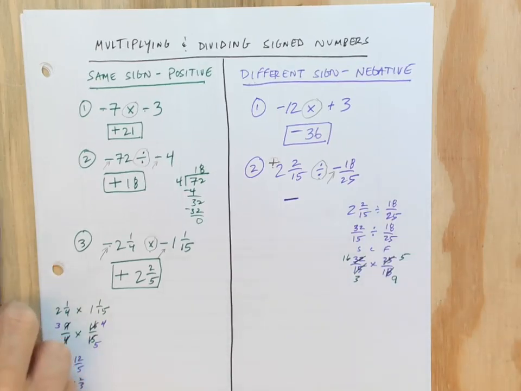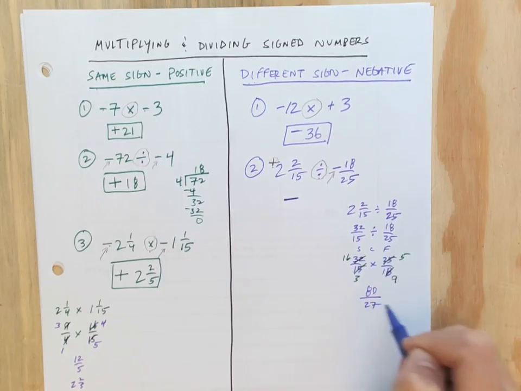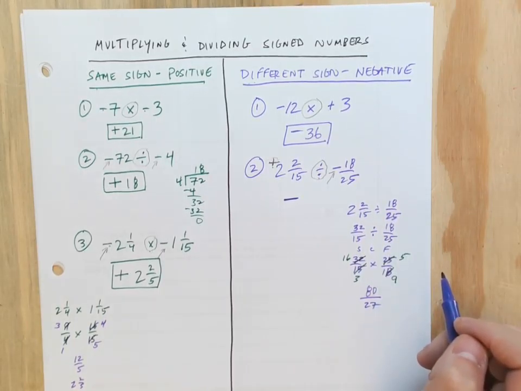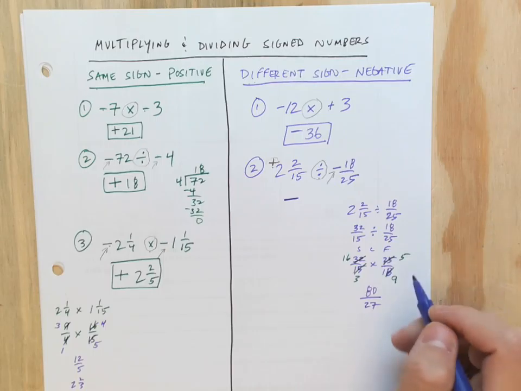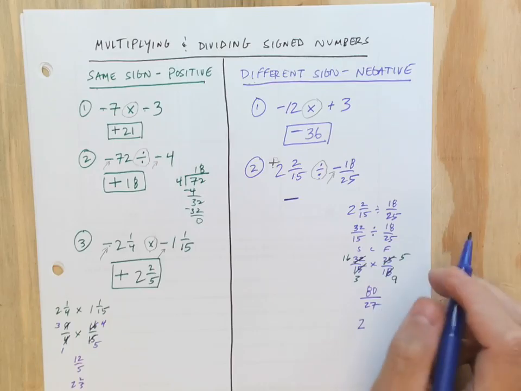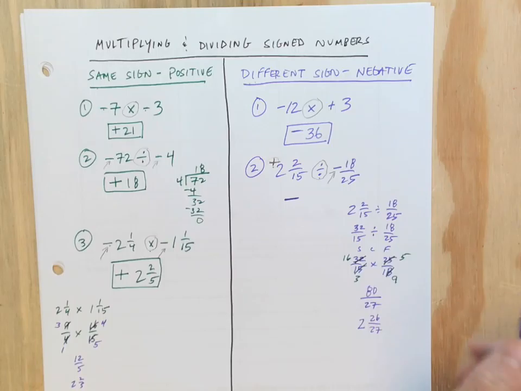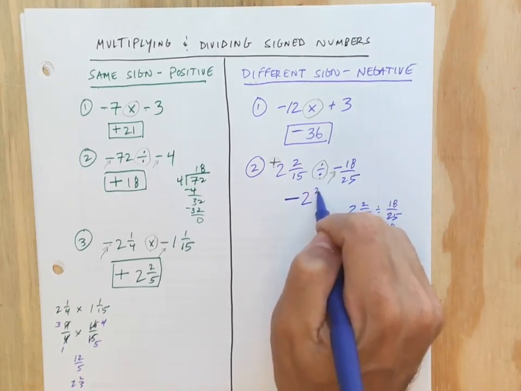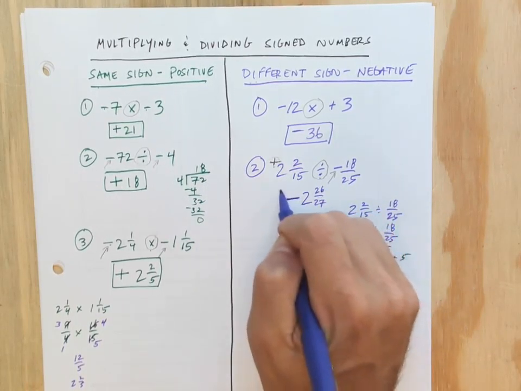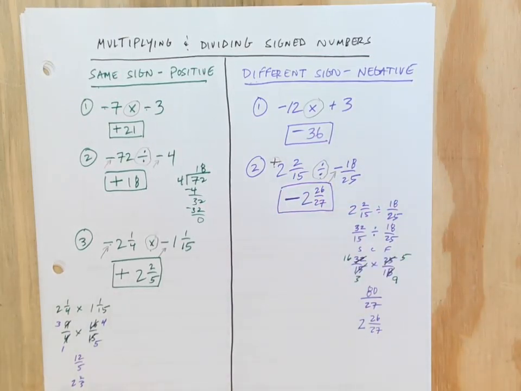Now I'm ready to multiply. 16 times 5 is 80. 3 times 9 is 27. 27 goes into 80 2 times, because 27 times 3 is 81. So that's 2 and 26/27ths. Bring it up here. I already decided that it was negative. So I got -2 and 26/27ths.